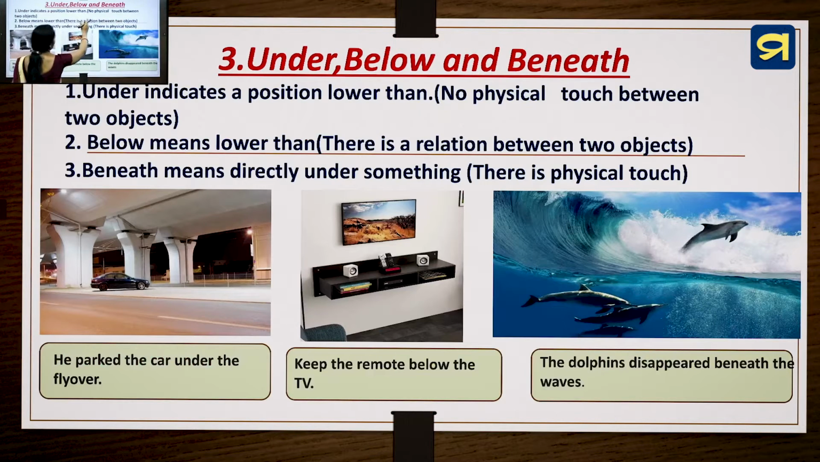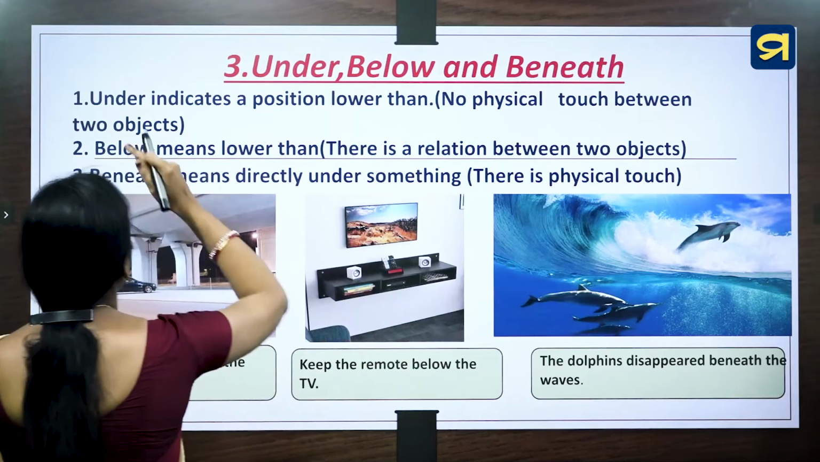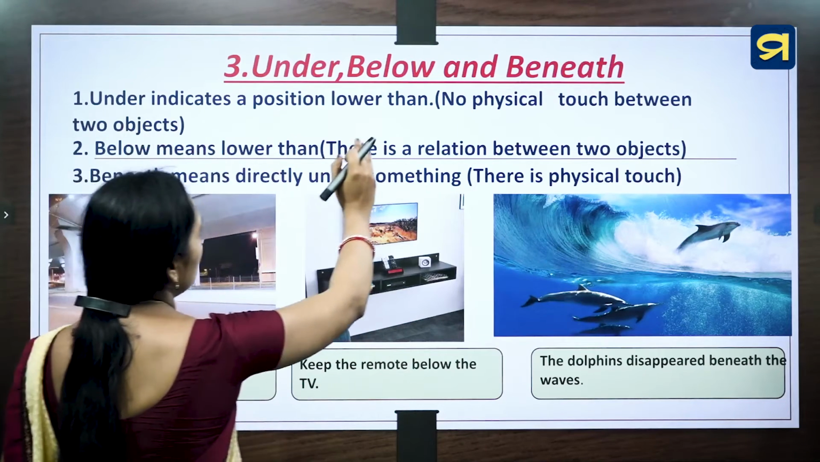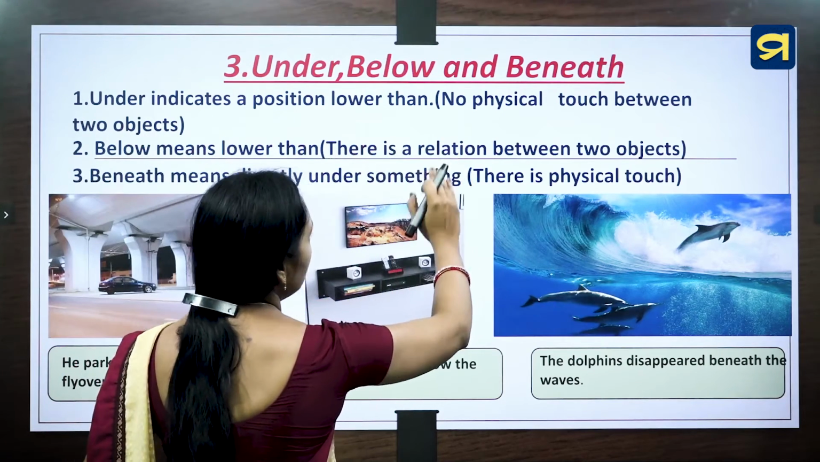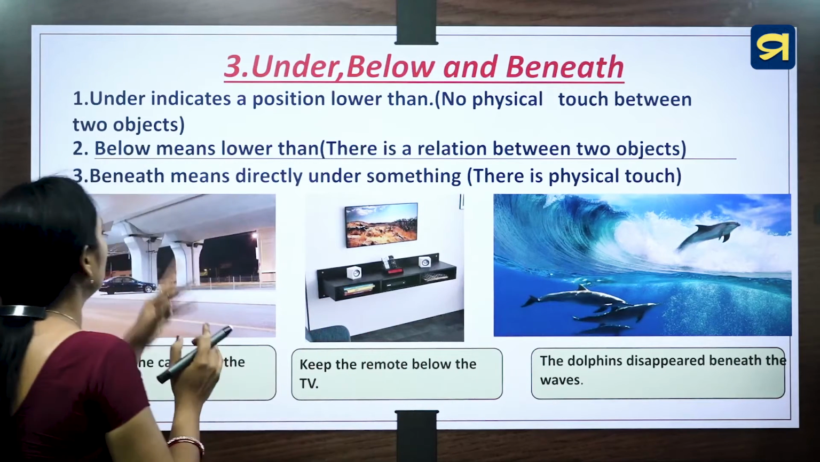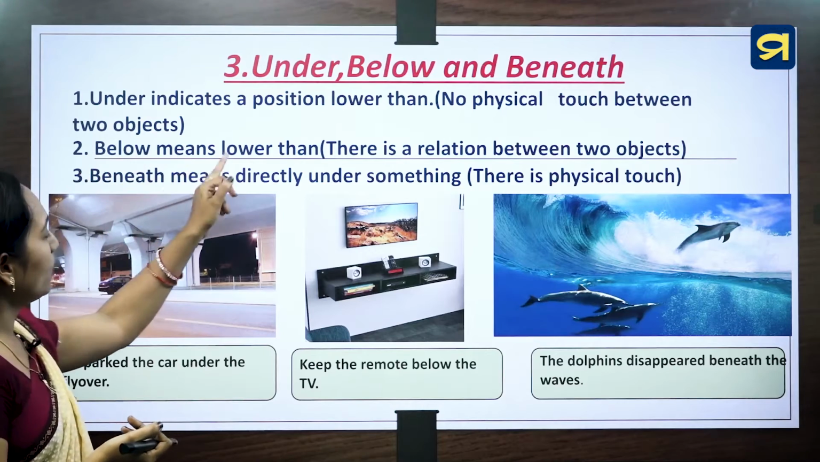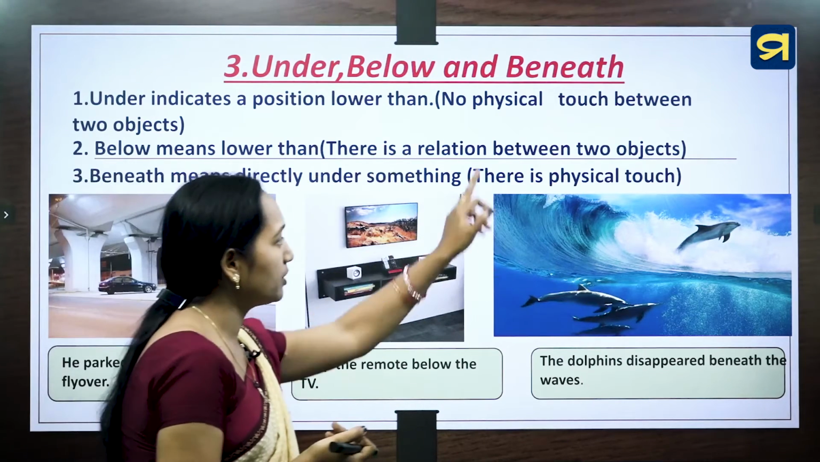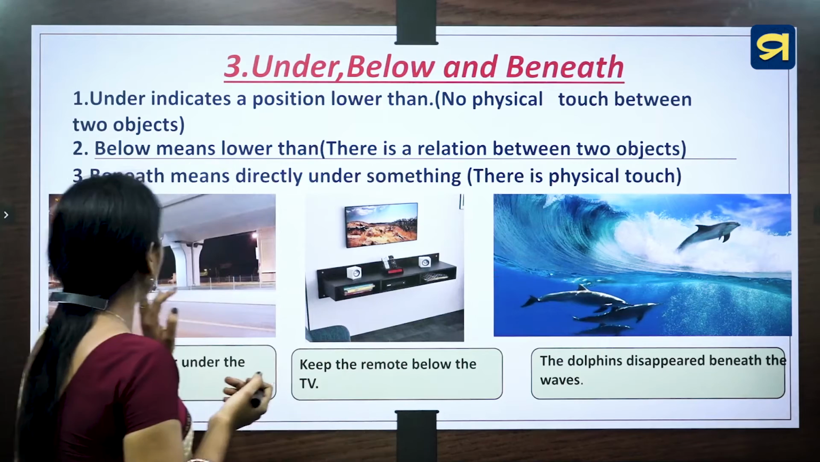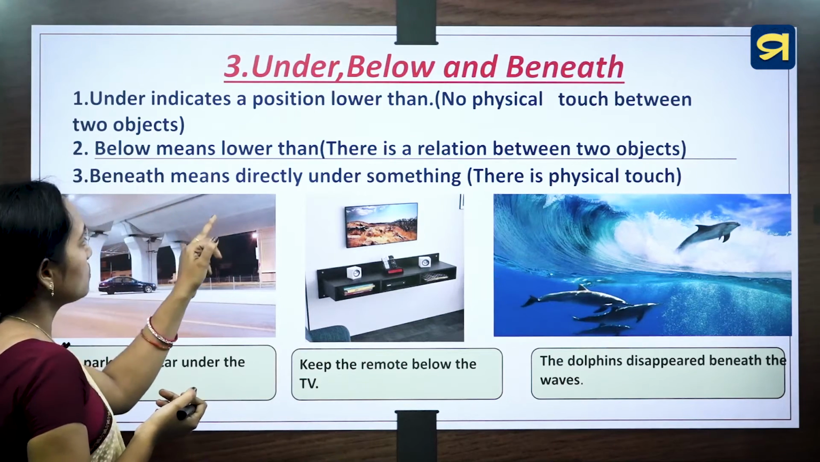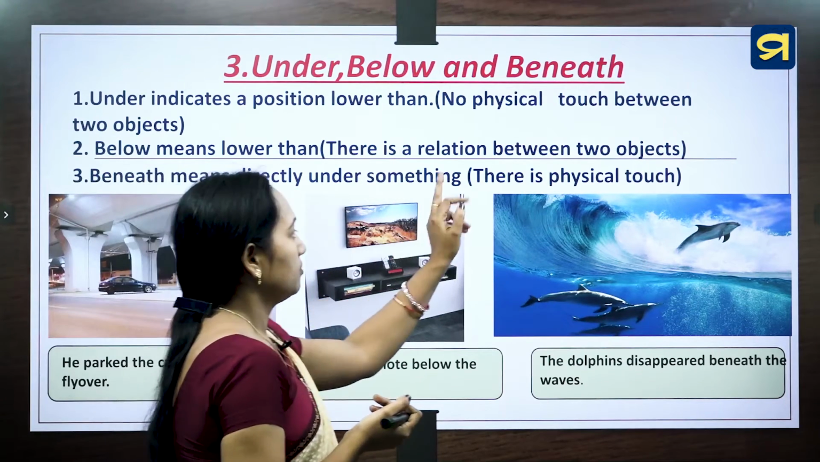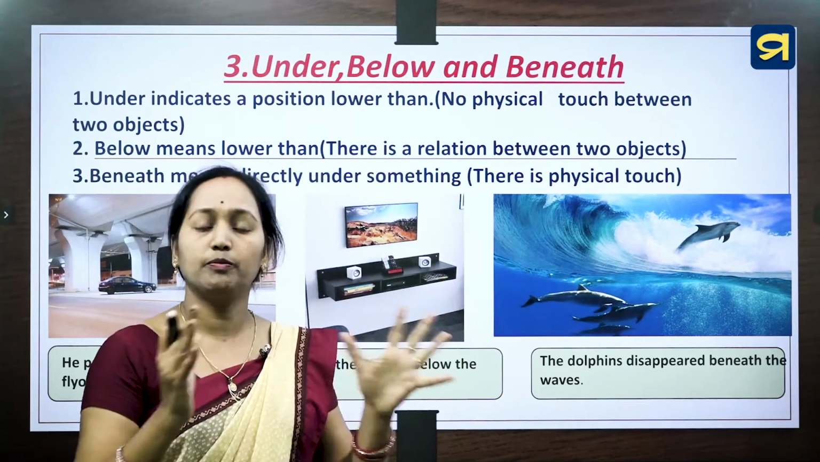Next, under, below and beneath. Under indicates a position lower than, meaning no physical touch between two objects. Below means lower than, and there is a relation between two objects. Next, beneath means directly under something, meaning there is physical touch between two objects.